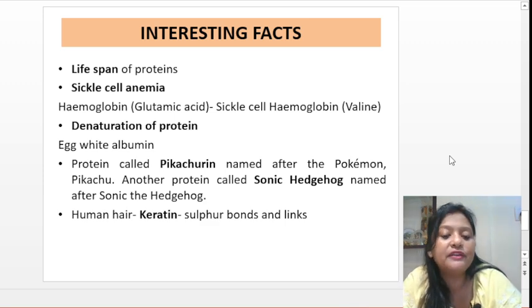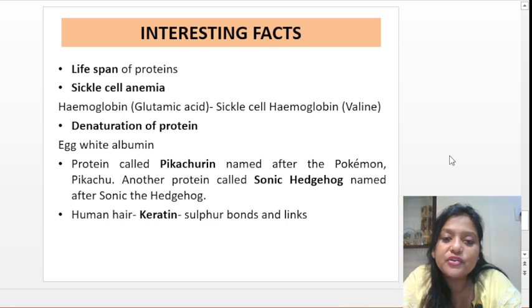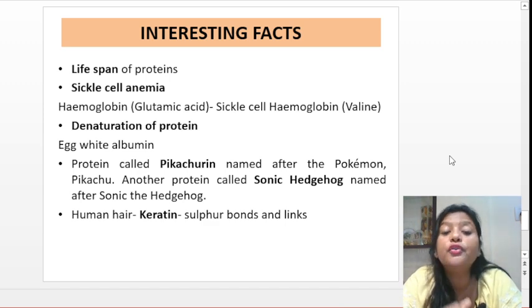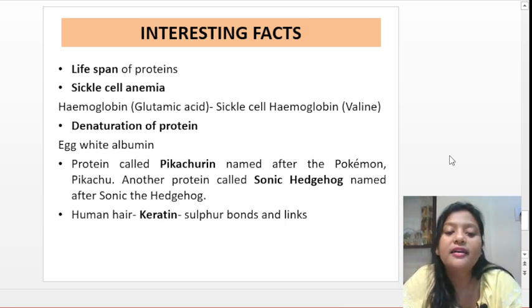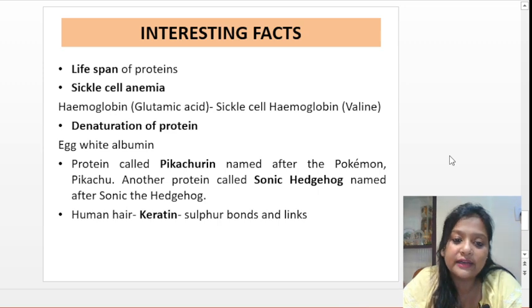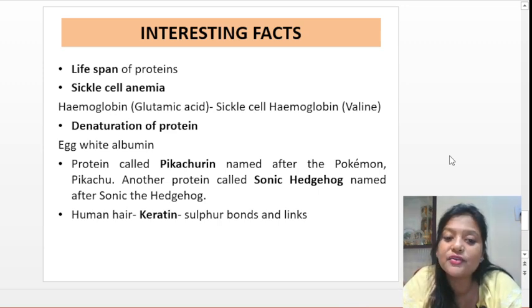Number three, very, very interesting. There are proteins known as Pikachurin and Sonic Hedgehog. You have heard about Pokemon, right? Pokemon Pikachu, the cartoons, and also Sonic the Hedgehog. There are some proteins which are named after these cartoon characters, Pikachurin and Sonic Hedgehog. This is again one interesting thing to know.